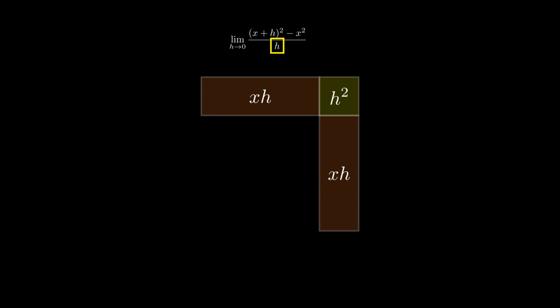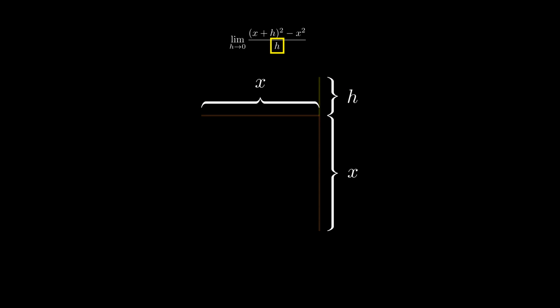The next step is to divide by h. Dividing by h turns these into line segments. Two line segments with length x and one with length h. The final step is to take the limit as h goes to 0. The two line segments x don't depend on h at all, they remain unchanged. But this line segment h goes to 0 as h goes to 0. It disappears. What we're left with are two line segments with length x. The final result is therefore that the derivative of x squared is 2x.